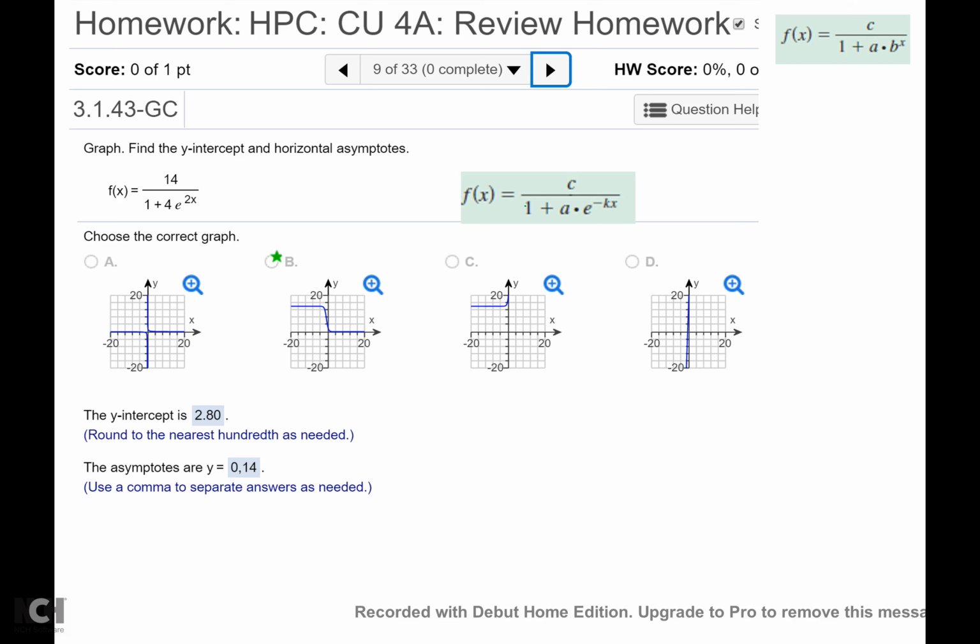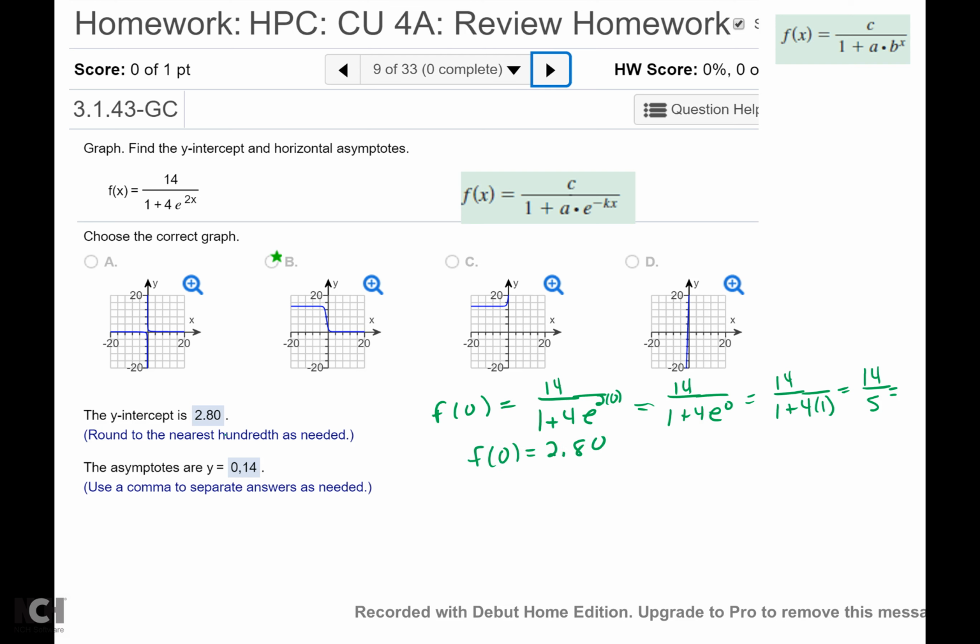So to get your y-intercept, you find f of 0, which would be 14 over 1 plus 4e to the 2 times 0. That's going to be 14 over 1 plus 4 times e to the 0. That's going to be 14 over 1 plus 4 times 1, because anything to the 0 is 1. That's 14 over 5, which 14 divided by 5 is 2.8. So f of 0 is 2.80.